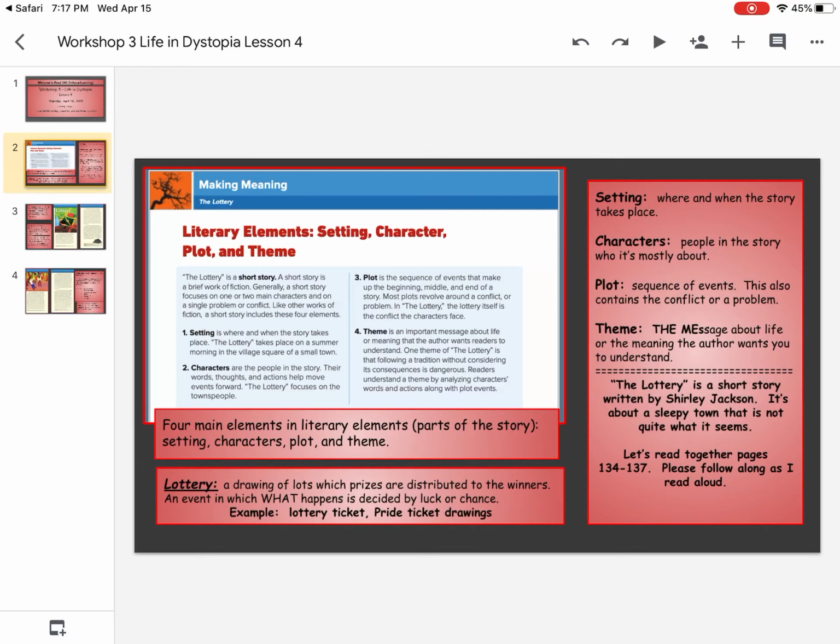Now, what we're going to do today is we're going to actually read the story, The Lottery. It is a short story written by Shirley Jackson. And it's about a sleepy town that is not quite what it seems. I want you to keep that in the back of your mind. Today we're going to read together pages 134 to 137. I want you to follow along as I read aloud.